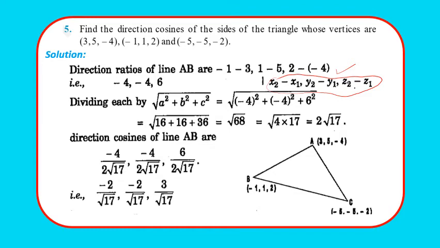So dividing each by under root a square plus b square plus c square, we get under root (-4) square plus (-4) square plus 6 square, which is equal to under root 68. On simplifying, we'll get the value of under root a square plus b square plus c square as 2 root 17. So the direction cosines of the line AB are -4 upon 2 root 17, -4 upon 2 root 17 and 6 upon 2 root 17, which is equal to -2 upon root 17, -2 upon root 17 and 3 upon root 17.